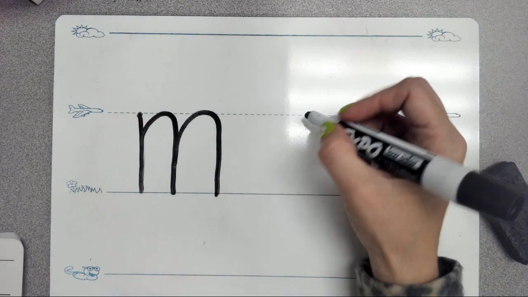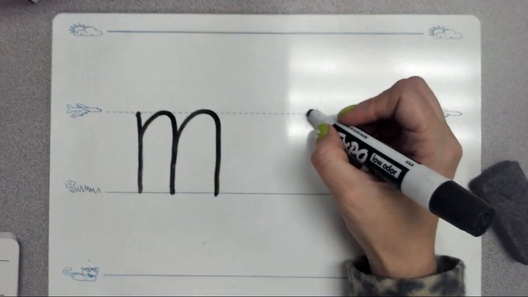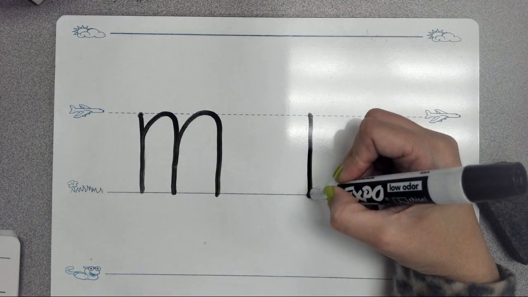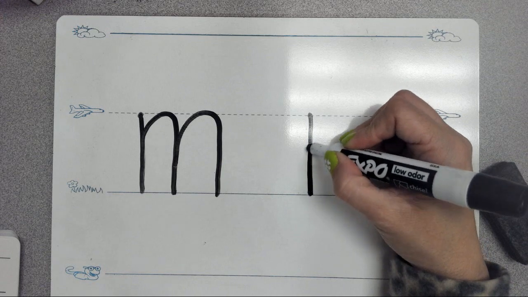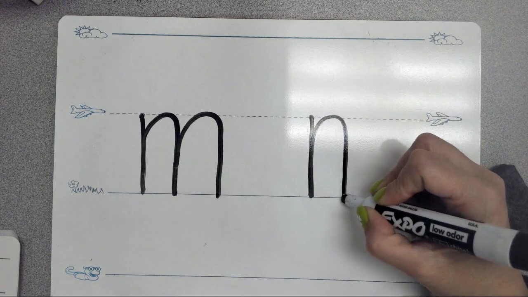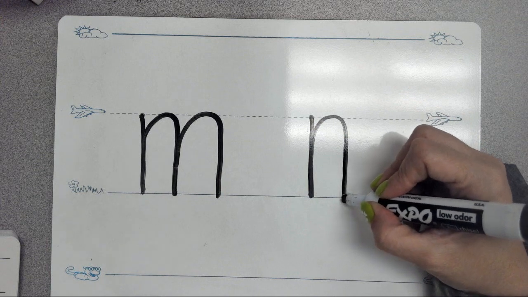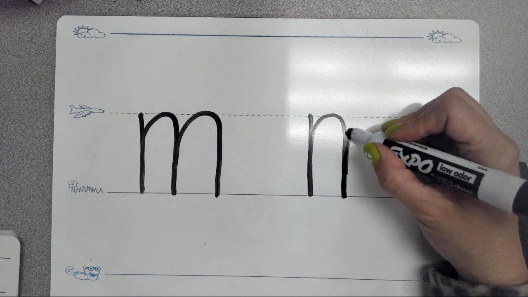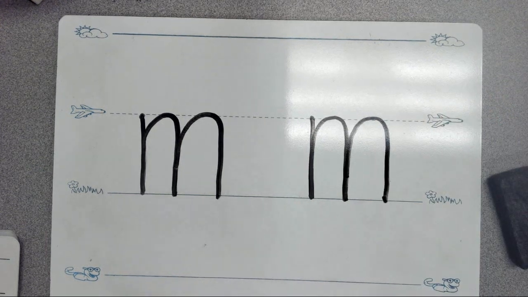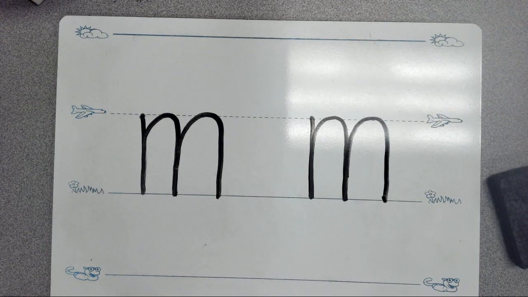Let's do a second one. Here we go. Point to the plain line. Go down to the grass line. Trace back up to the plain line and make one hump. Make sure that hump goes to the grass line. And retrace back up to the plain line and make a second hump. M, man.